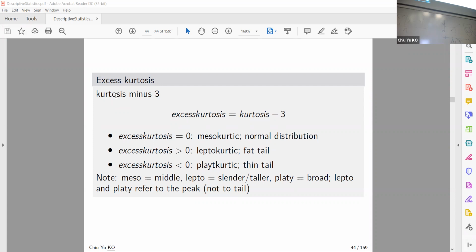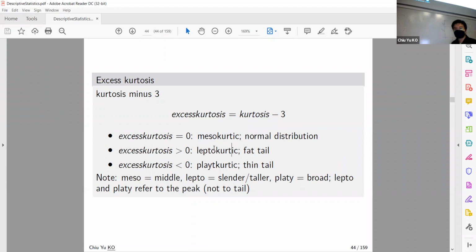So we have some Greek, I think Greek or Roman, I don't remember, names: mesokurtic, leptokurtic, and platykurtic. But anyway, I don't think you need to remember all this. It just means the fat tail and thin tail. I'm not expecting you to remember this, but they are used in the literature or textbooks. They mention that, so that's why it's better to let you know.